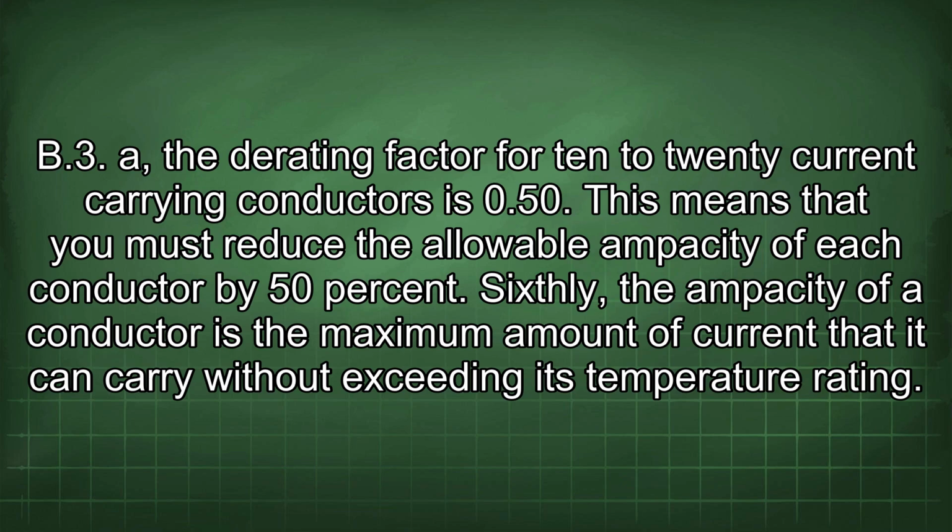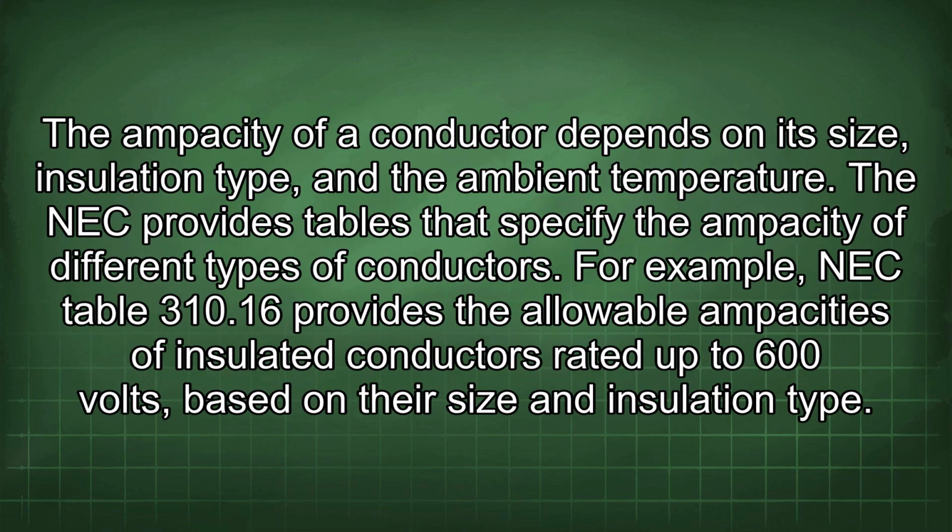Sixthly, the ampacity of a conductor is the maximum amount of current that it can carry without exceeding its temperature rating. The ampacity of a conductor depends on its size, insulation type, and the ambient temperature. The NEC provides tables that specify the ampacity of different types of conductors. For example, NEC Table 310.16 provides the allowable ampacities of insulated conductors rated up to 600 volts, based on their size and insulation type.